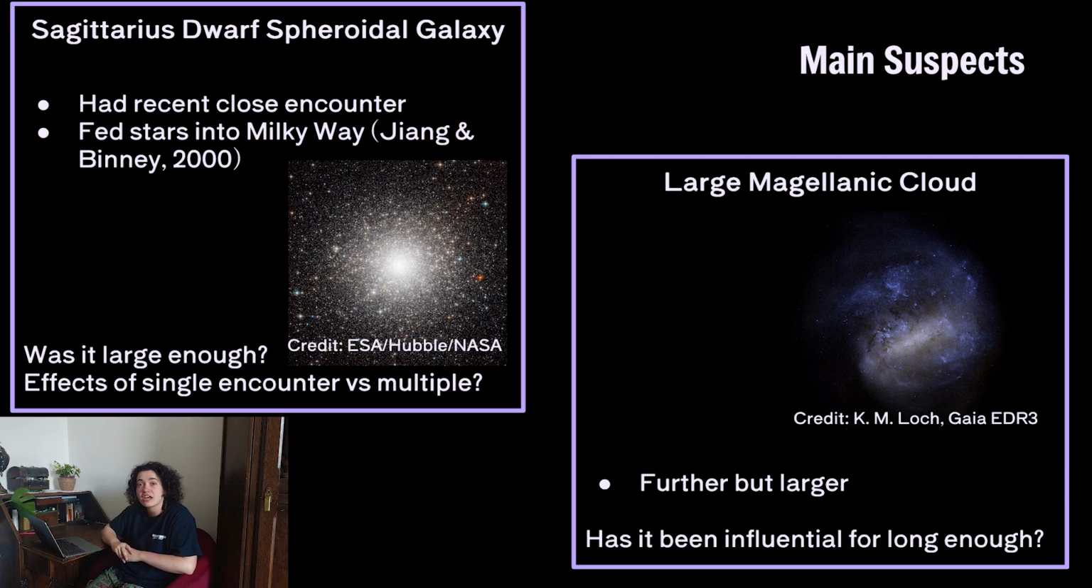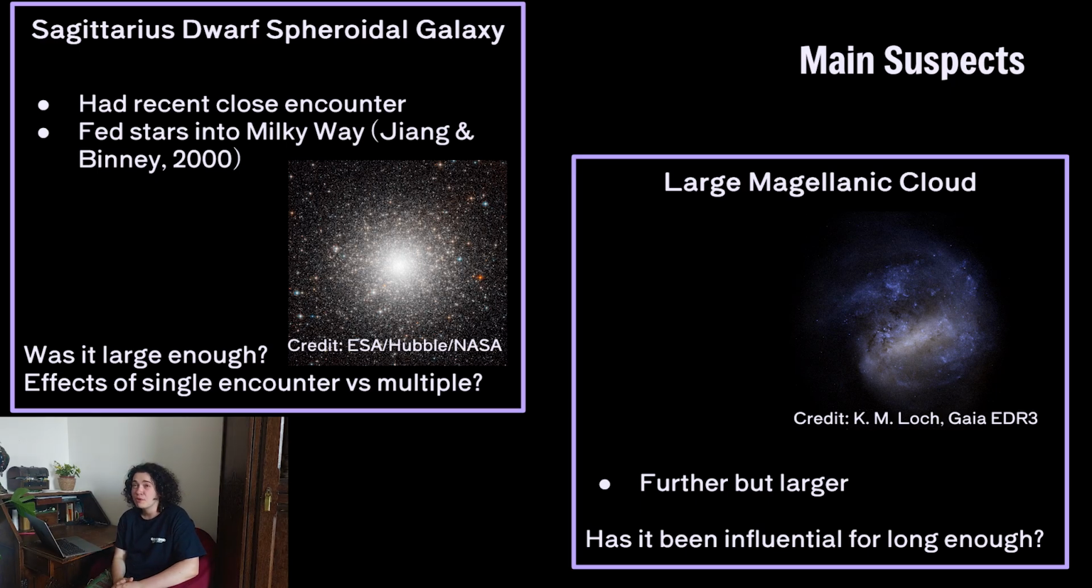Now there's quite a few other ones which I won't get into today, but the main two we think are companion galaxies to the Milky Way, and the main one is the Sagittarius dwarf spheroidal galaxy. I think it's also called the Sagittarius dwarf elliptical galaxy, but for brevity we'll just call it Sagittarius from now on.